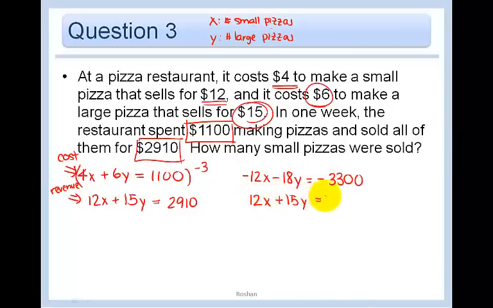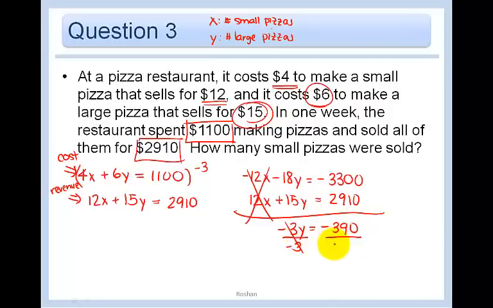Add them up, and we get negative 3y is equal to negative 390. Divide by negative 3, divide by negative 3. And y comes out to be 130. So we sell 130 of the large pizzas, but they asked us how many small pizzas were sold.